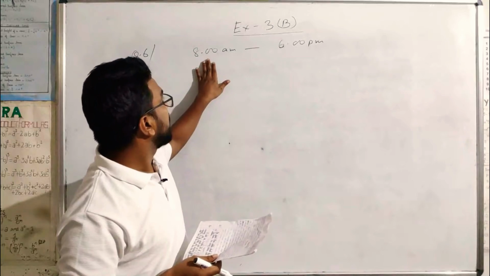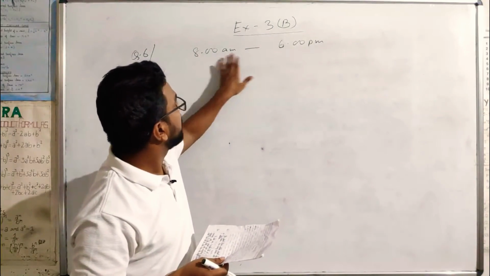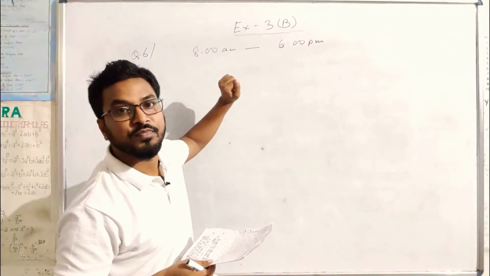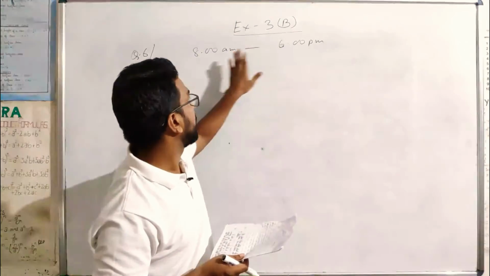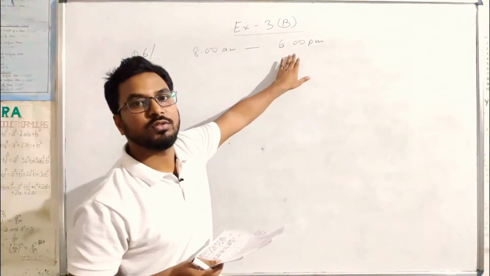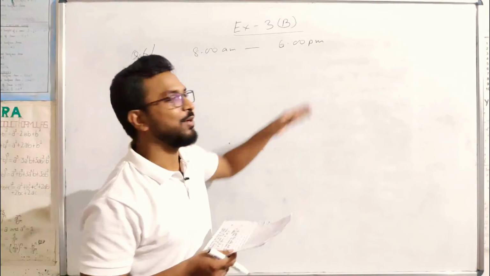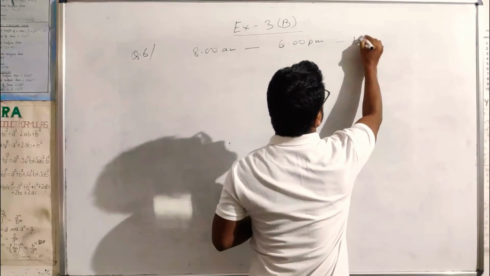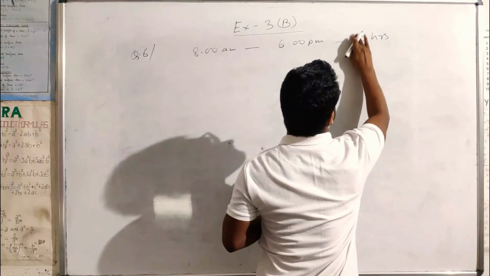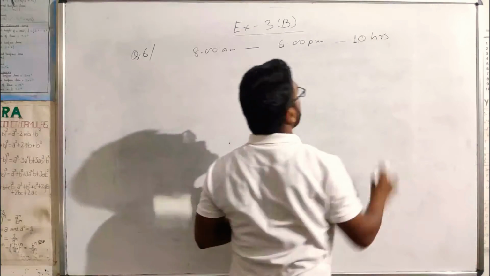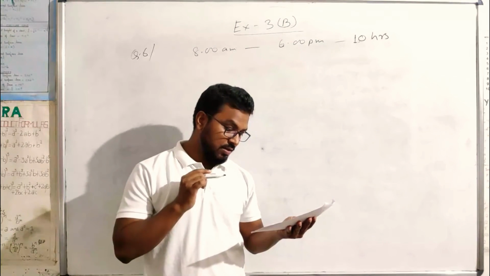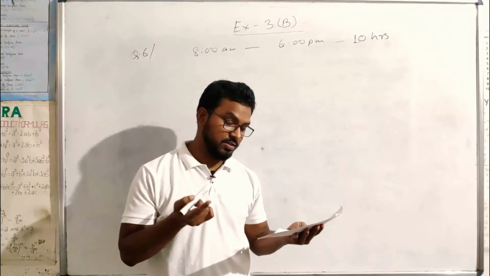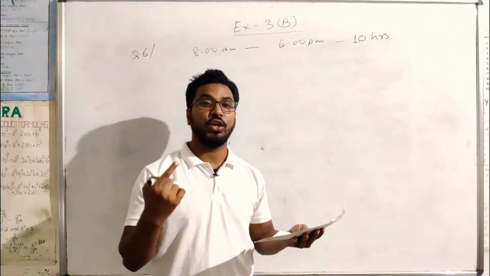So first we will see what is the difference between these two times. From 8 a.m. to 6 p.m. it will be how many hours? From 8 to 8 it will be 12 hours, so till 6 it will be 10 hours. So we'll write 10 hours. The difference between these two times is 10 hours. So in these 10 hours the clock was running fast, and it was running fast uniformly.